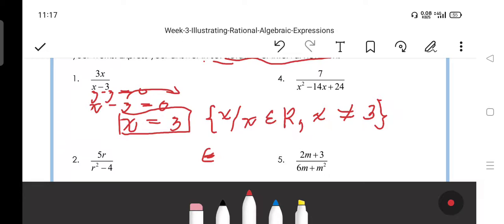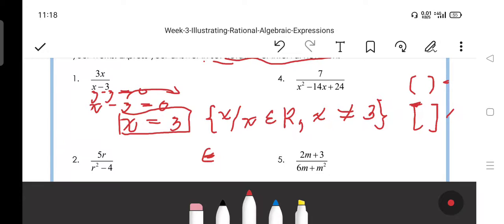And for interval notation, let's discuss first the two grouping symbols that we use in interval notation. We have the parentheses and we have the brackets. Parentheses mean the point is excluded, meaning it is not part of the solution. Brackets mean the number, or the point, is part of the solution.